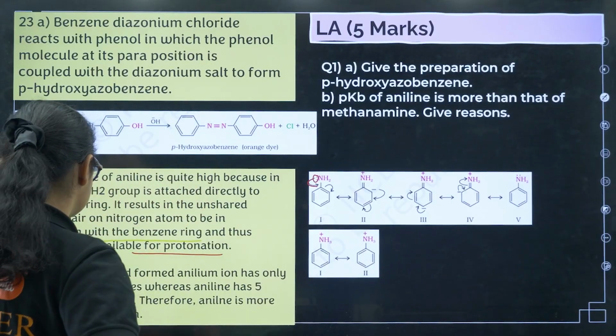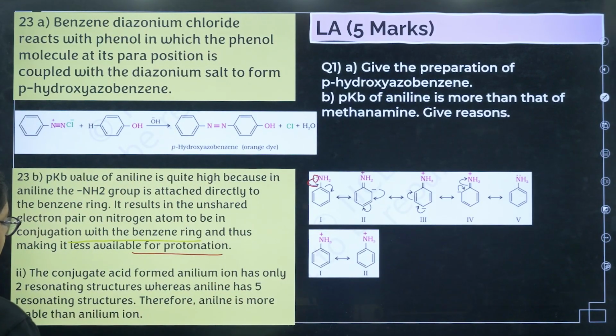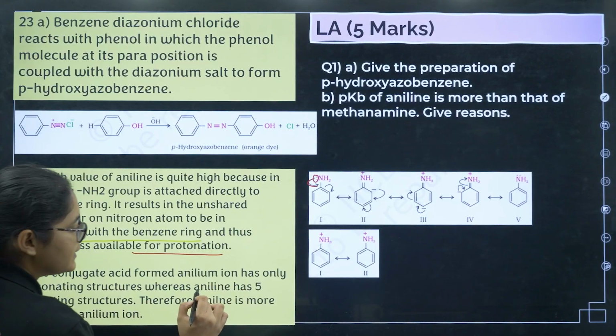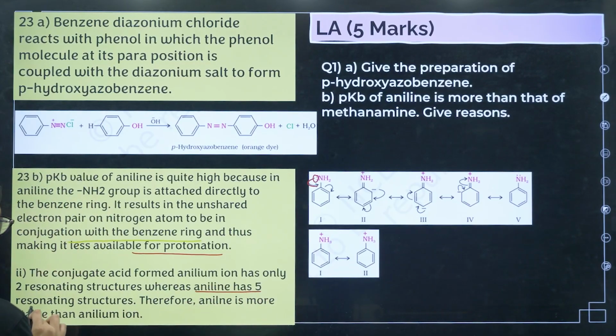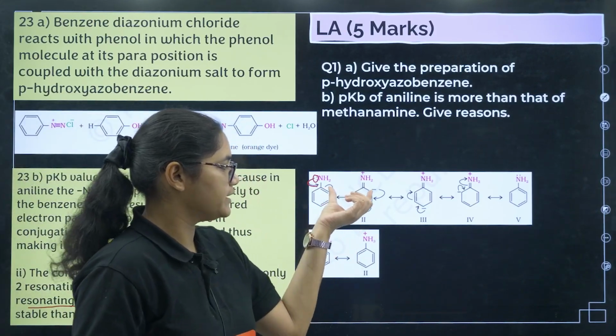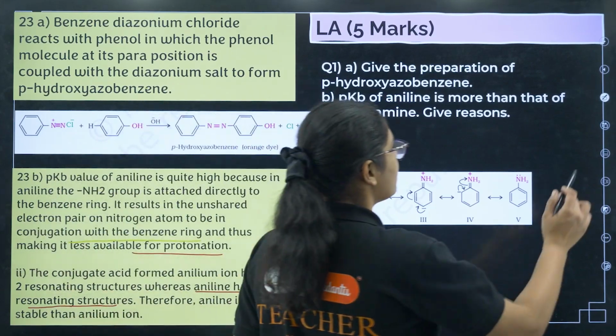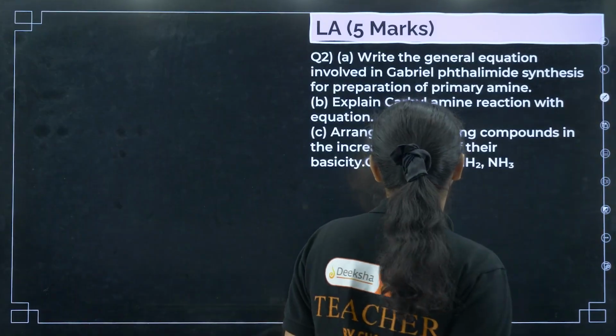Okay, so you can see here the conjugate acid formed, anilinium ion, has only 2 resonating structures, whereas the original aniline has 5 resonating structures. Therefore aniline is more stable than anilinium. So that is why, if this is already stable, why would it form this one, right? So that is why it won't donate, or it won't participate as a base.